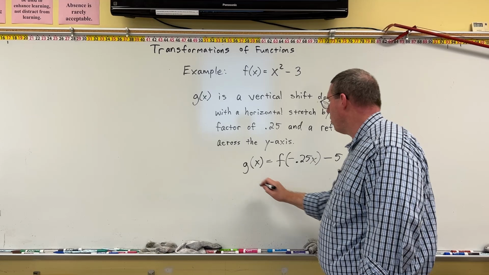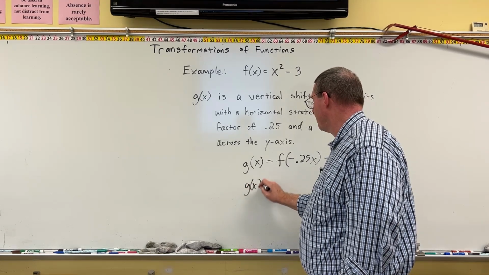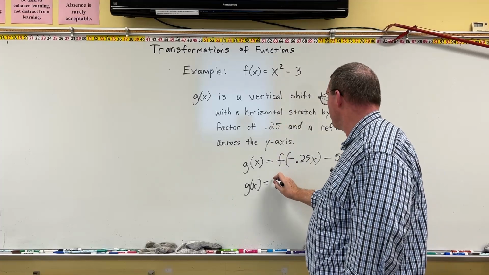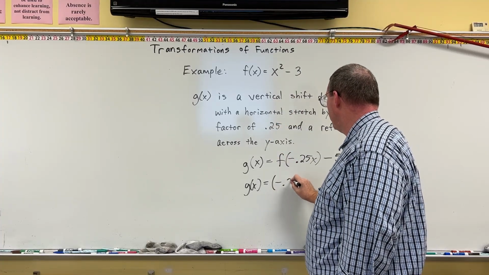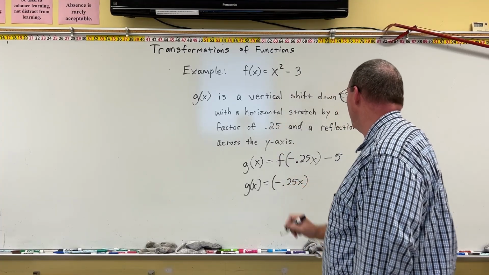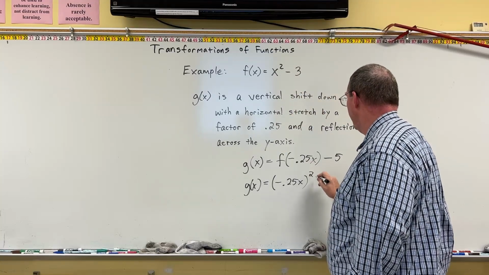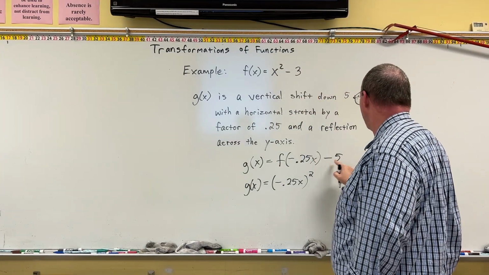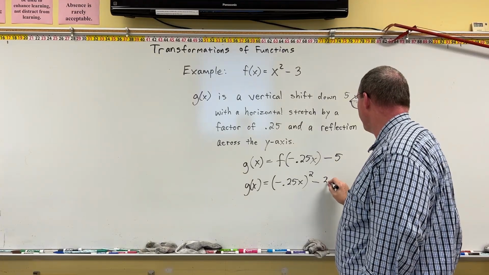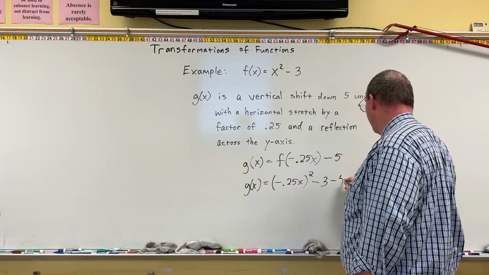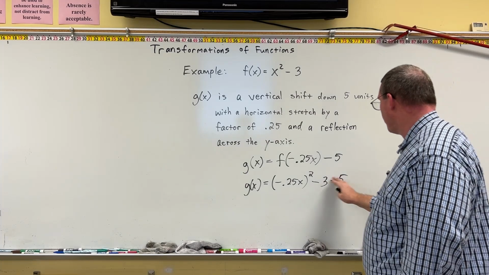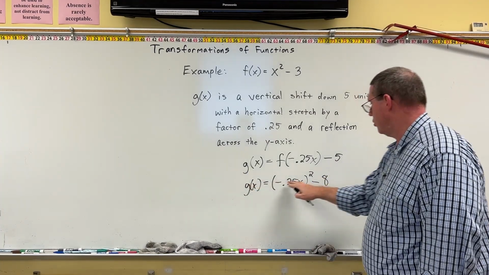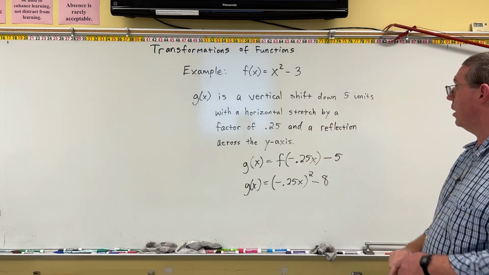Now we can rewrite g of x by plugging negative 0.25x in for x. So we'll go parenthesis negative 0.25x, close, then square it. And then we're going to have minus 3, then minus 5. Okay, so minus 3, then we have to put on a minus 5. Well, minus 3 minus 5, that's minus 8. And so this is g of x with these changes.